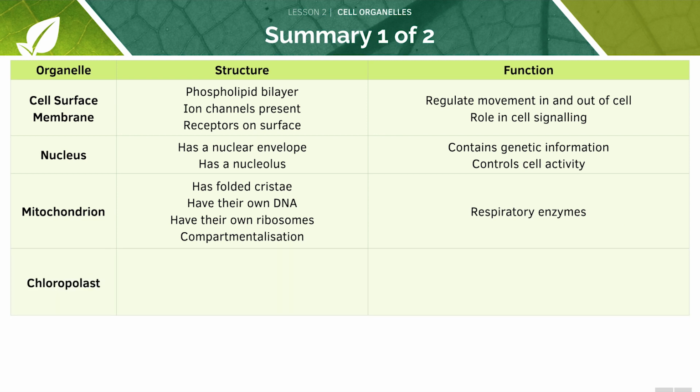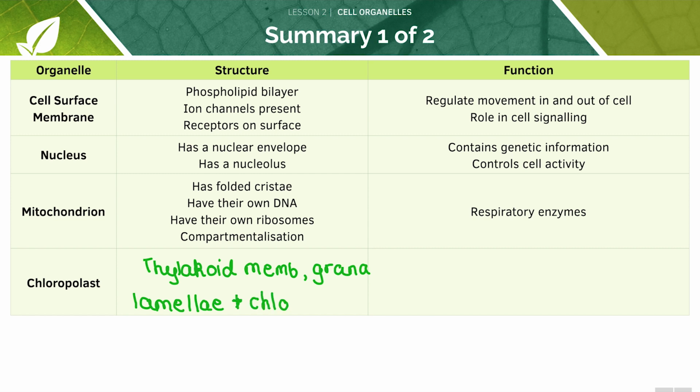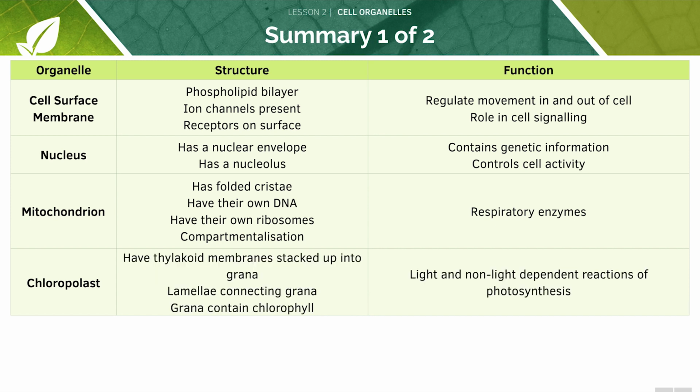Now let's look at chloroplasts. This contained thylakoid membranes stacked into grana. It also had lamellae and chlorophyll. It was used for the light and non-light dependent reactions of photosynthesis.